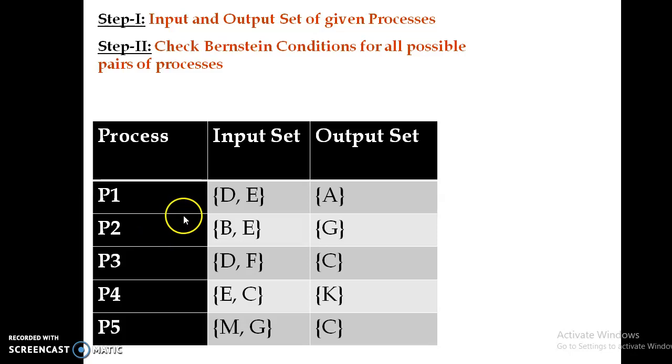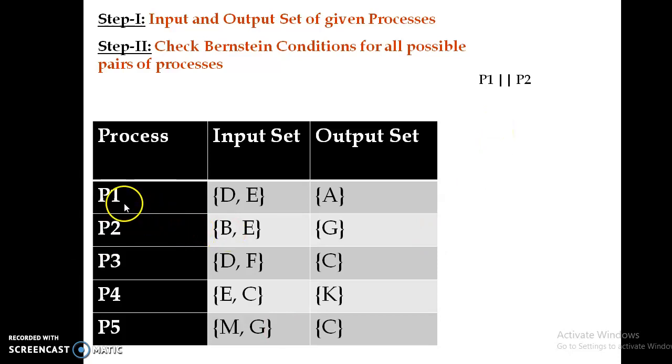See, the first condition is input set of first process and output set of second process. Is there any element in common? No. The second condition is input set of second process and output set of first process. Is there any common element? No. And the last condition is we have to check output sets of both the processes, and there also is no common element. Okay, so P1 and P2 can execute in parallel.